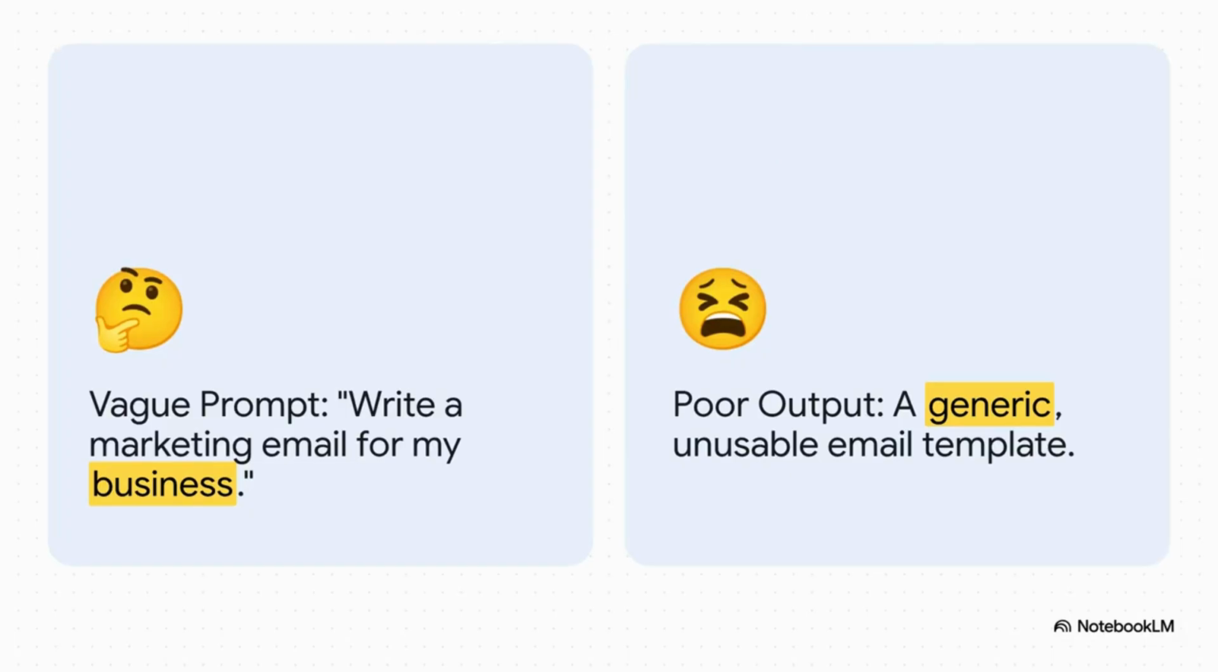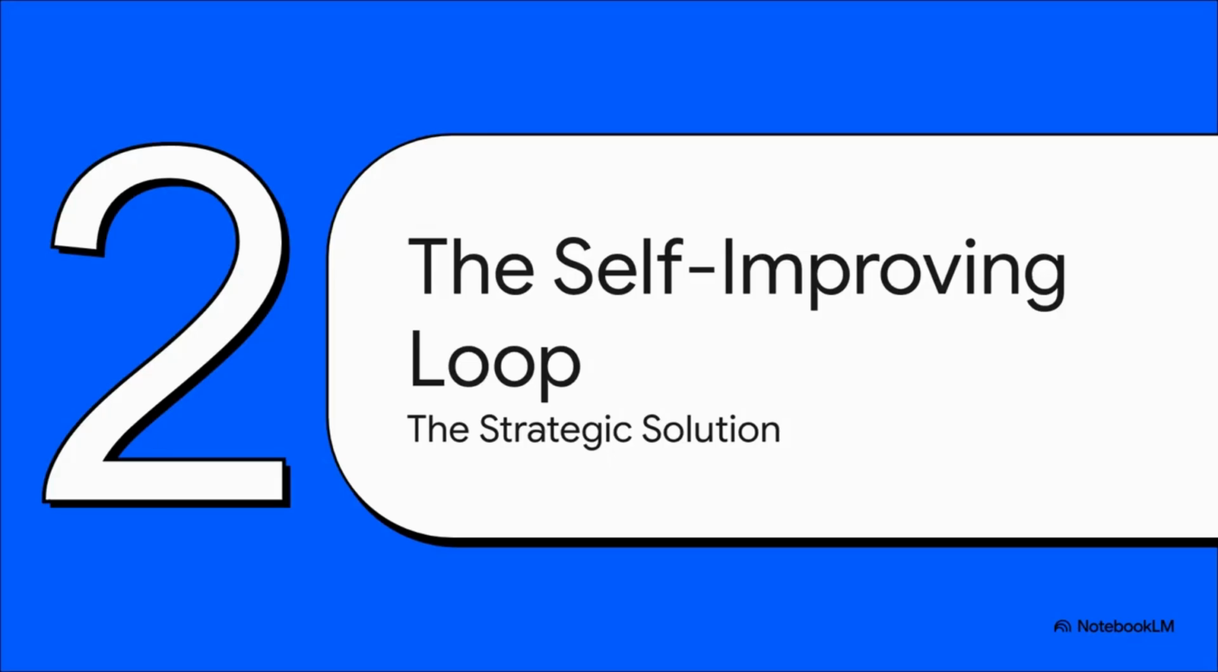And this, right here, is the core of the frustration. You put in a vague prompt, like "write a marketing email," and you get a totally generic, unusable output back. It's the classic case of garbage in, garbage out, and it sends you right back to square one. But what if you could break that cycle? Instead of just getting frustrated, what if you could actually teach your AI to learn from its own mistakes?